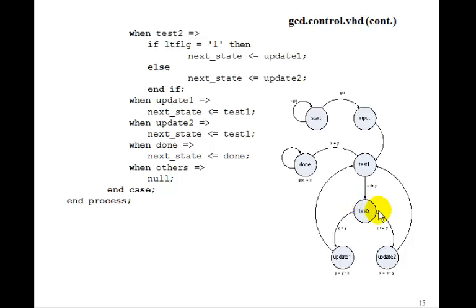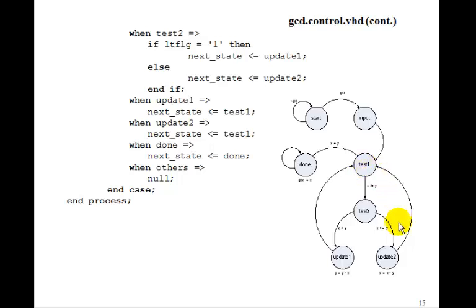When you're in test 2, if the less than flag is 1, we will go to update 1, else we'll go to update 2. And when you're in update 1, you always go back to test 1. When you're in update 2, you always go back to test 1. And when you're in done, we'll just stay in done.